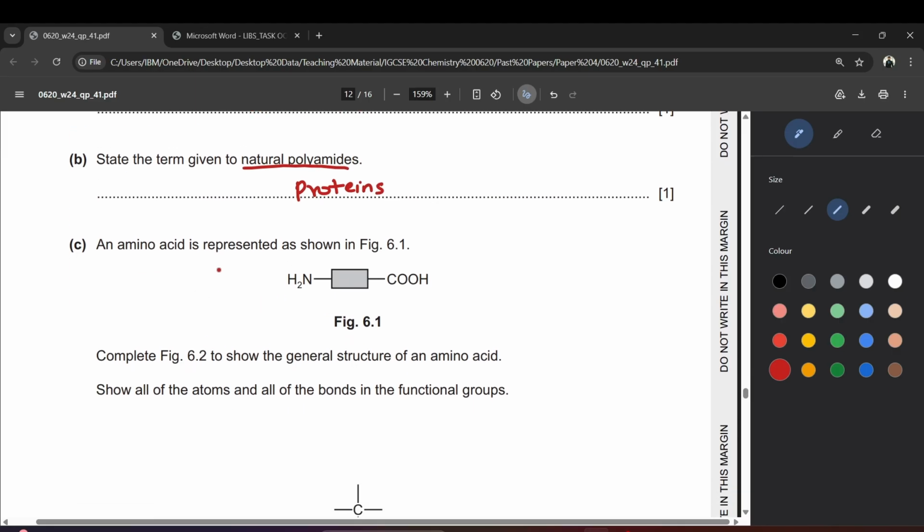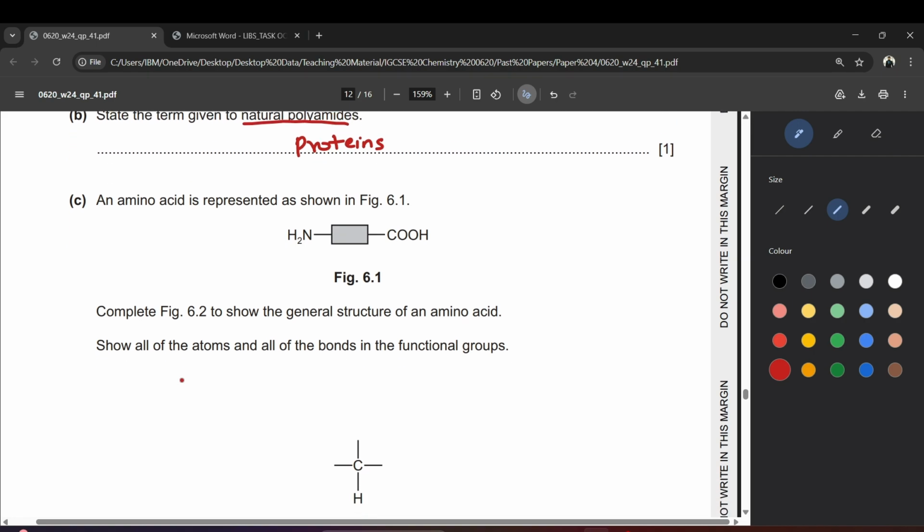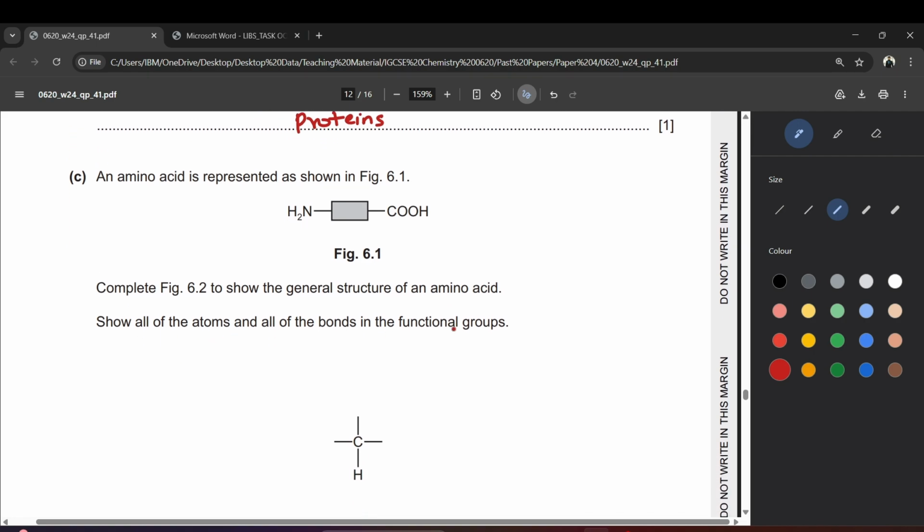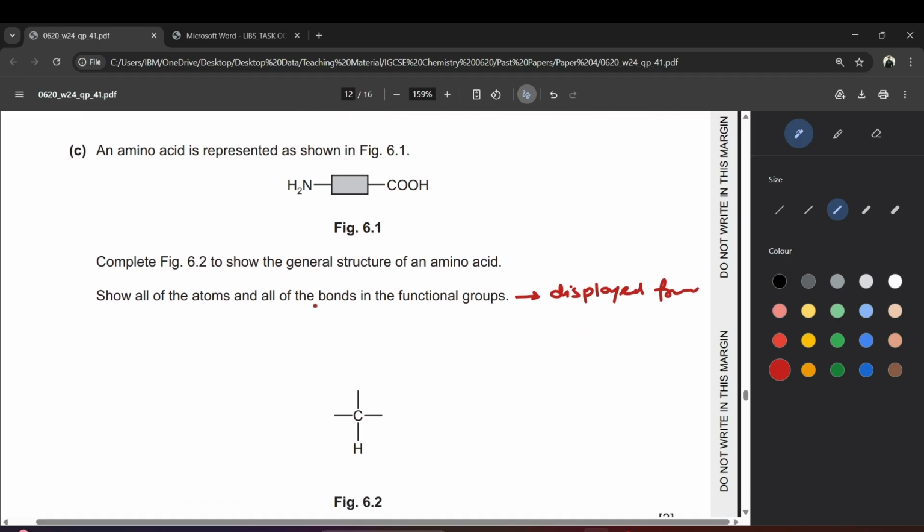Then it says an amino acid is represented as shown in figure 6.1. Complete figure 6.2 to show the general structure of an amino acid. Show all of the atoms and all of the bonds in the functional group. So basically, you have to give the displayed formula. Remember, the general structure of an amino acid is that you have a carbon, and carbon has four bonds. Each bond is with something different. One of the bonds is with hydrogen, that is already given to you. One of the bonds is with an amine group.